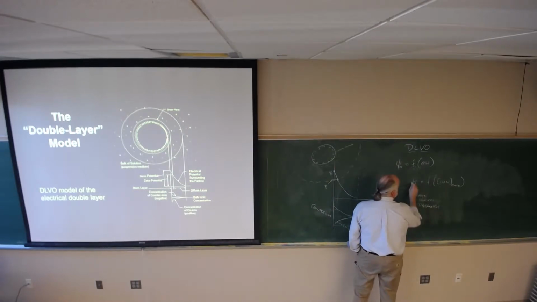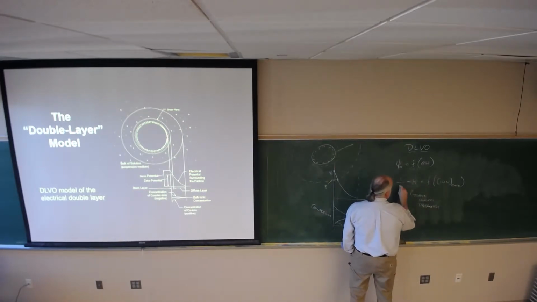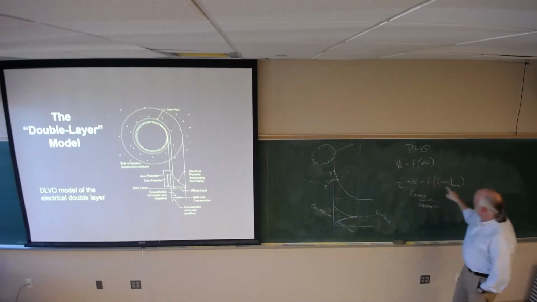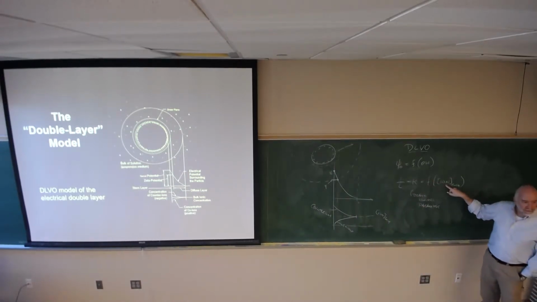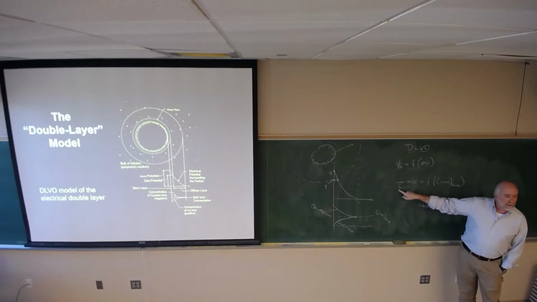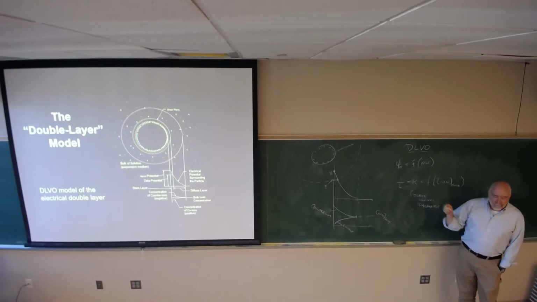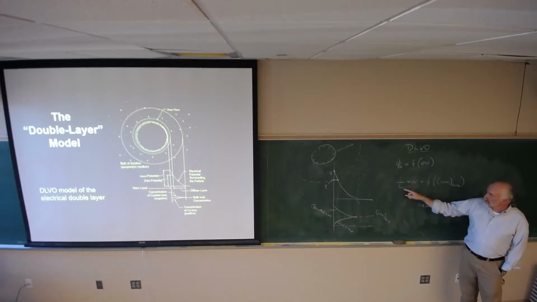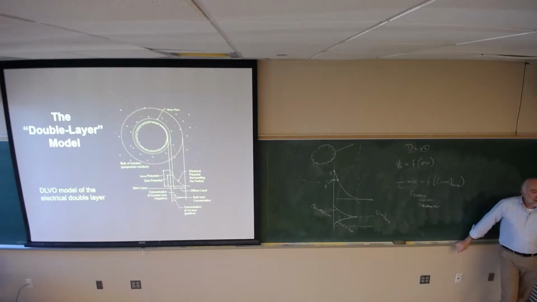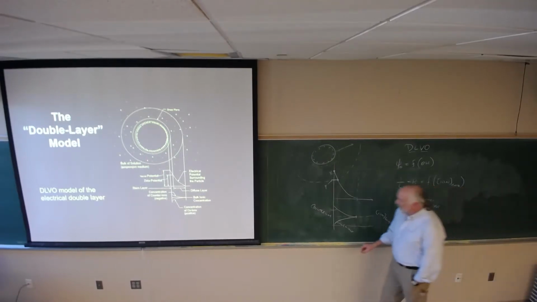Kappa is a function of the bulk ionic concentration, and the thickness is 1 over kappa. As the concentration of ions increases, double layer thickness gets smaller. So the thickness is inversely proportional to kappa, the Debye-Huckel parameter, and that is directly related to the concentration of ions in the bulk solution. If I increase the concentration of ions, I compress the double layer.